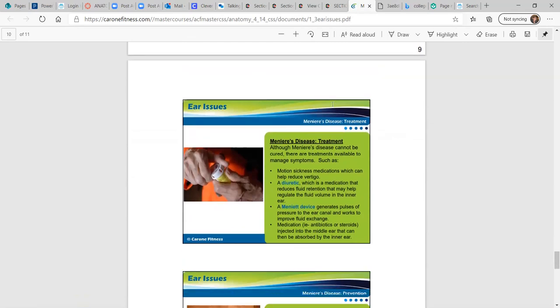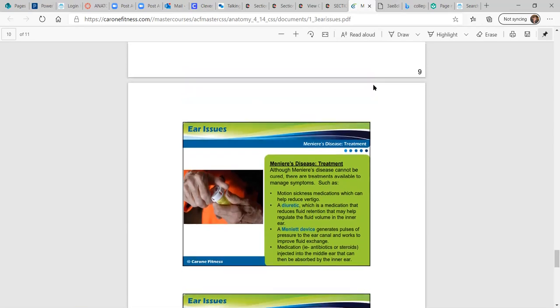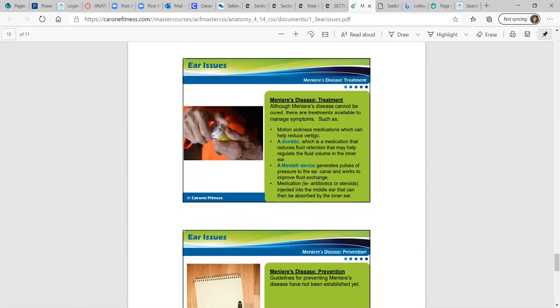Treatment. It's not curable, but there are treatments to help manage the symptoms. Motion sickness medication can help reduce the vertigo or the sense of spinning. Diuretic, this is a medication that reduces fluid retention, so it makes your body hold on to less fluid. And that can help regulate the fluid in your inner ear. The Meniere device generates pulses of pressure to the ear canal, and that helps the fluid move throughout your ear.